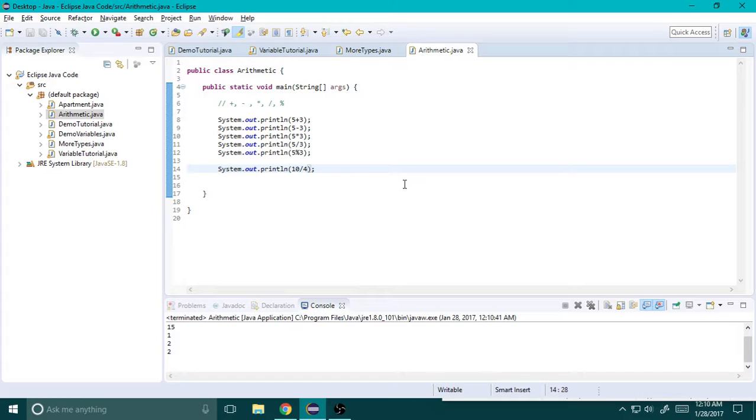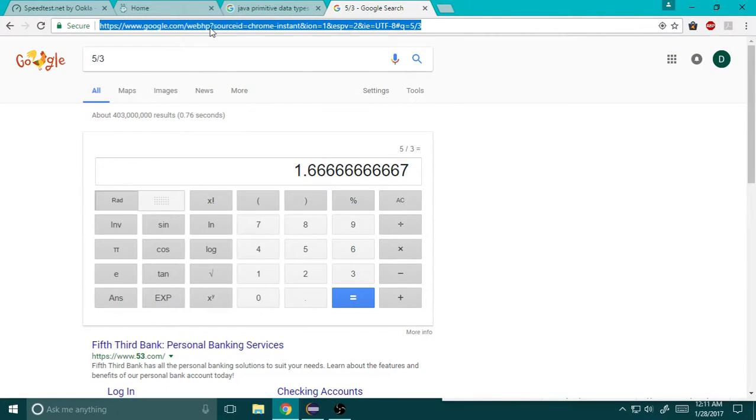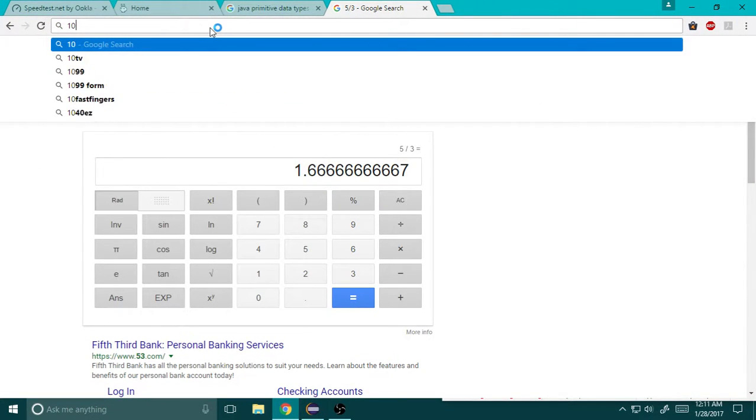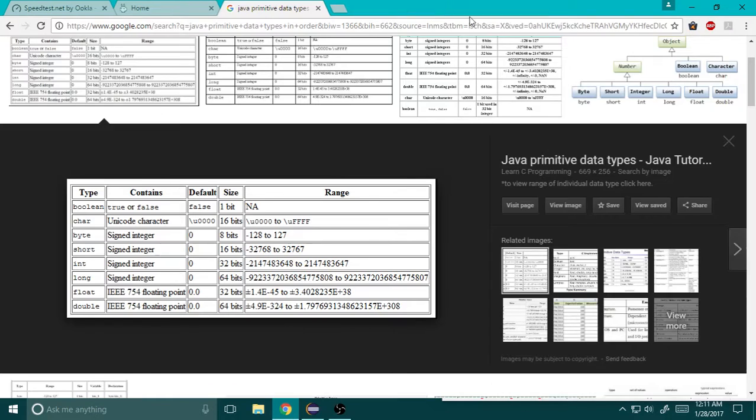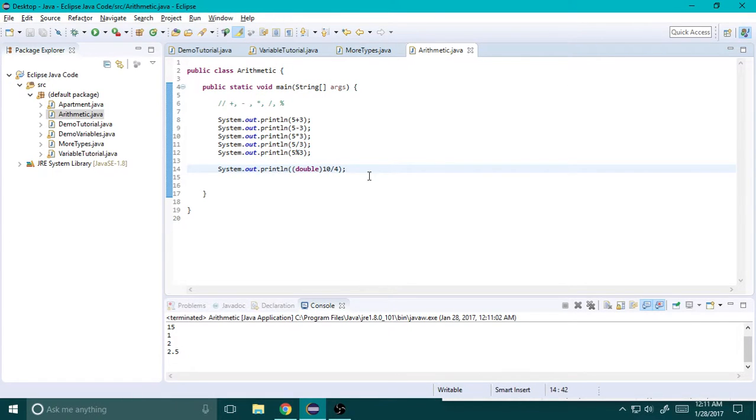To do that, you have to cast one of these, right? And this should probably work. Yep, there we go. Is that correct? 10 divided by 4. I'm bad at basic math. I'm just kidding, but I just want to be sure, okay? So yeah, 10 divided by 4.